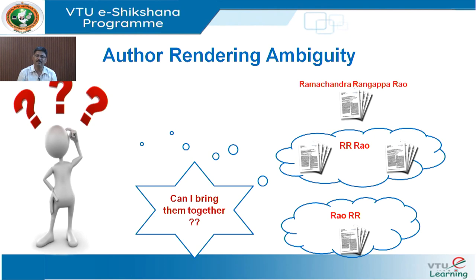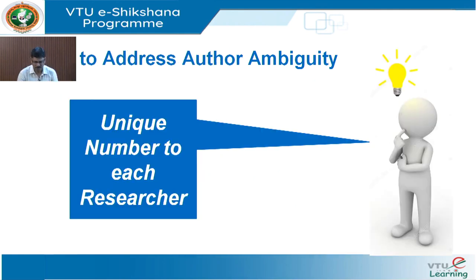For example, we have Ramchandra Rangappa Rao. One journal will take R.R. Rao, another journal will take Rao R.R., another journal will take Ramchandra R. Rao. So there are various combinations in which it can appear. When citation indexes index these papers, they will treat them as different authors. How will it know it is the same author, right? So it becomes very difficult to bring all your publications under one umbrella if you go by name.